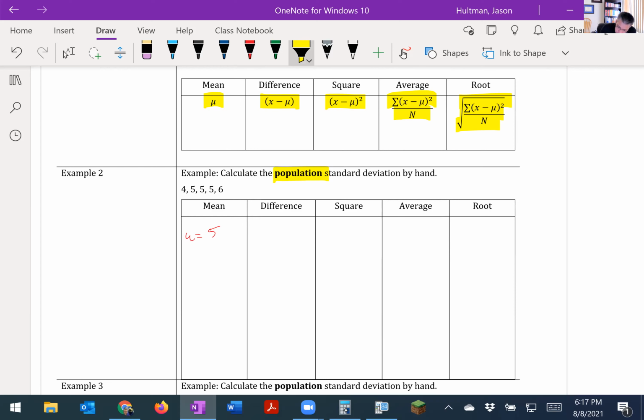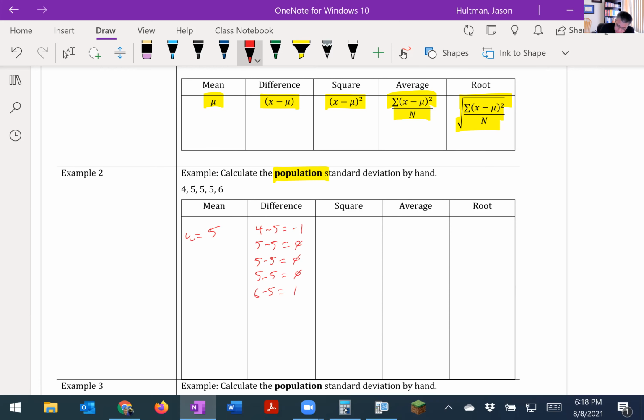Okay, the difference between each of these values and the mean. I'm going to list out each of the values in the column, 4, 5, 5, and 6, and subtract 5 from each of these values. That will give me the difference. 4 minus 5 is negative 1. 5 minus 5 is 0. 5 minus 5 is 0. And 6 minus 5 is 1. Now I'm going to square each of these items.